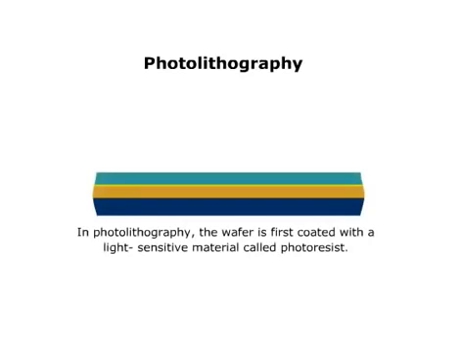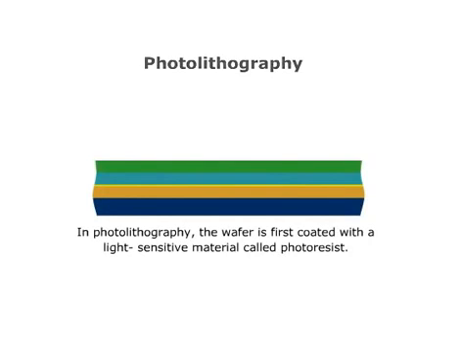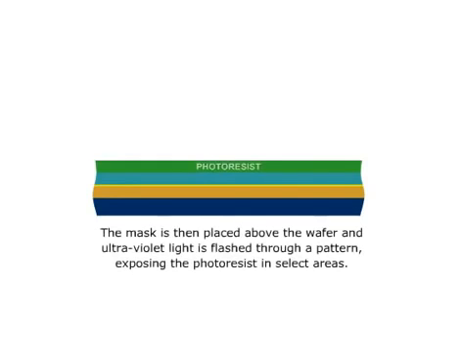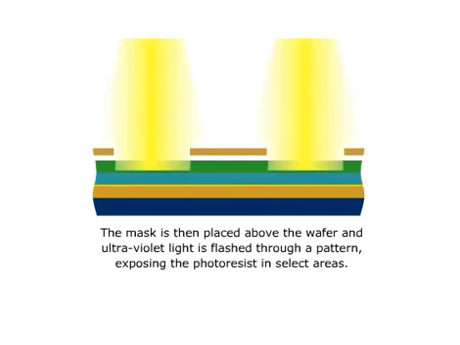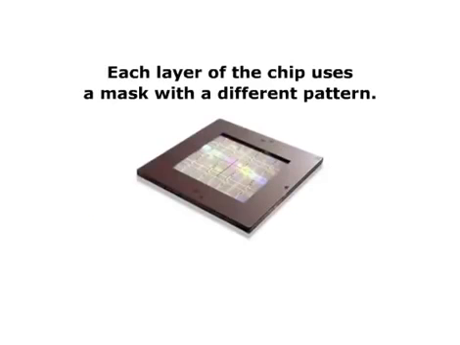In photolithography, the wafer is first coated with a light-sensitive material called photoresist. The mask is then placed above the wafer and ultraviolet light is flashed through it, exposing the photoresist in select areas, creating a pattern. Each layer of a microchip uses a mask with a different pattern.